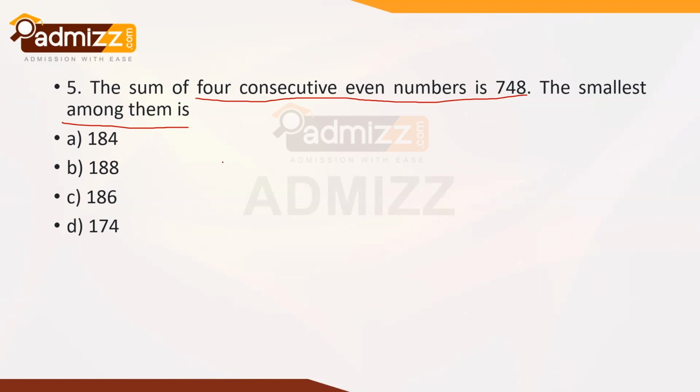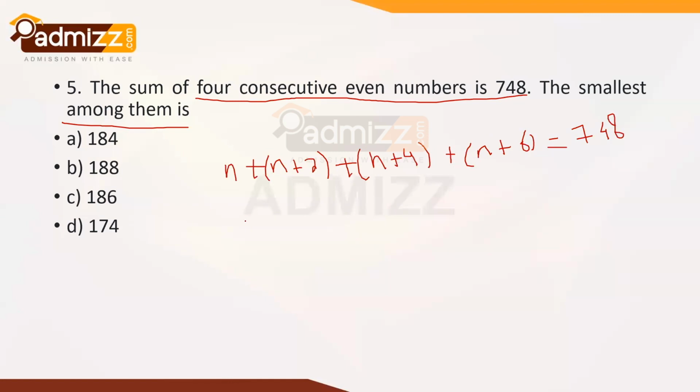So let the first even number be n, and the other numbers will be n plus 2, which is going to be the second even number. Then we've got n plus 4, which is going to be the third consecutive even number, and then we've got n plus 6. So these four are consecutive even numbers, and their sum is 748. So we've got 4n plus 12 is equal to 748.